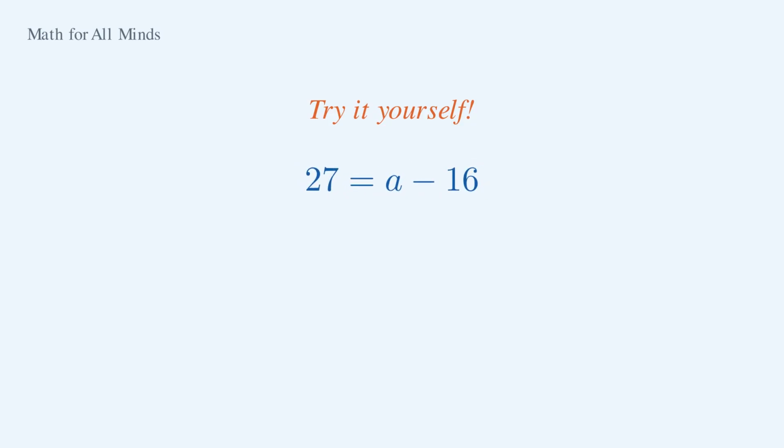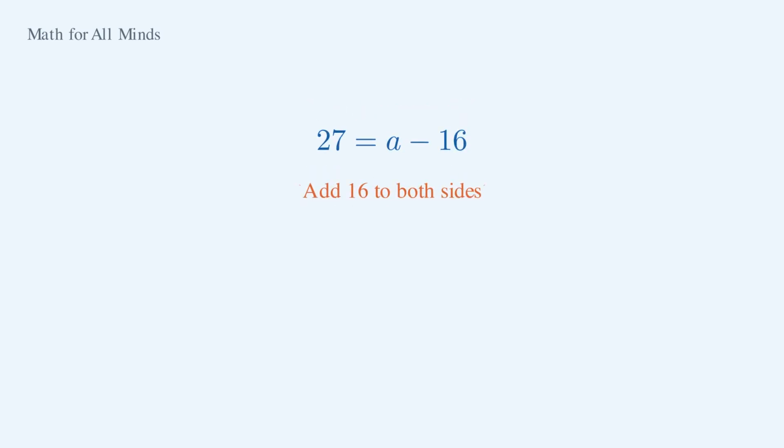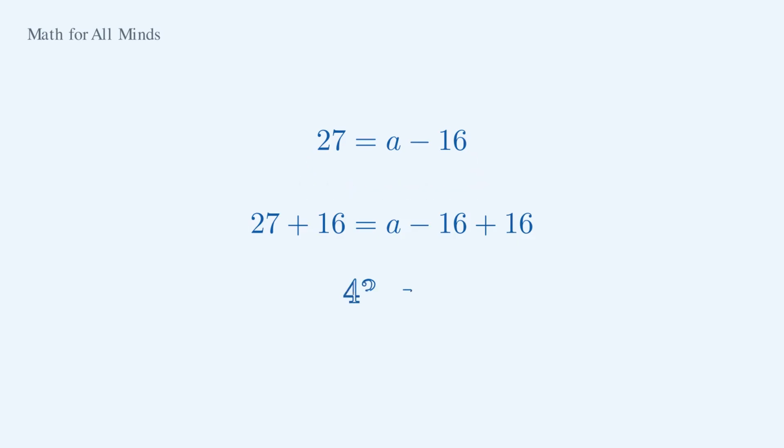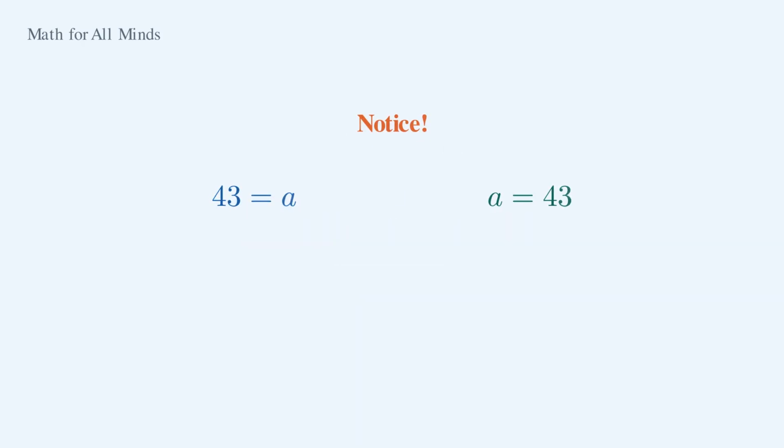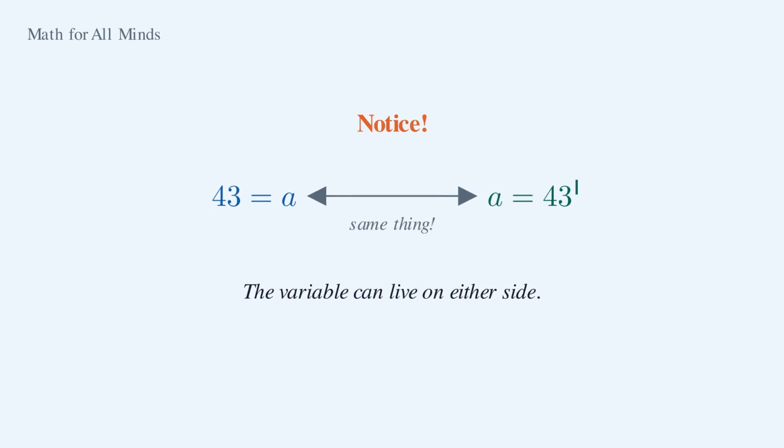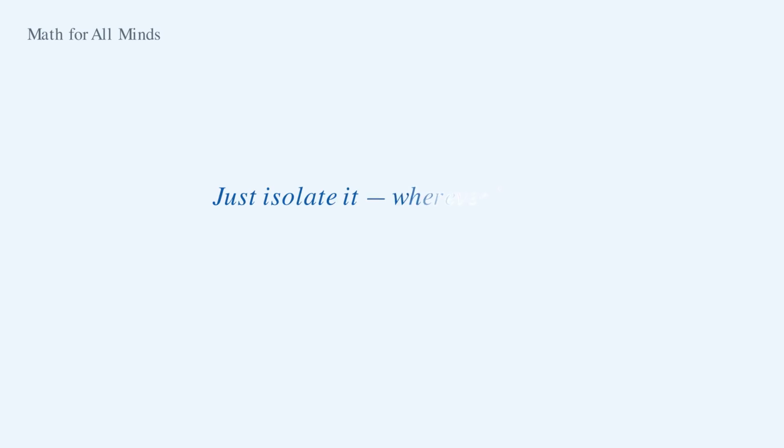Solve 27 equals a minus 16. What move do you need? Since 16 is being subtracted from a, we add 16 to both sides. 27 plus 16 is 43. So a equals 43. Notice, it doesn't matter which side of the equation the variable is on. We just isolate it wherever it lives.